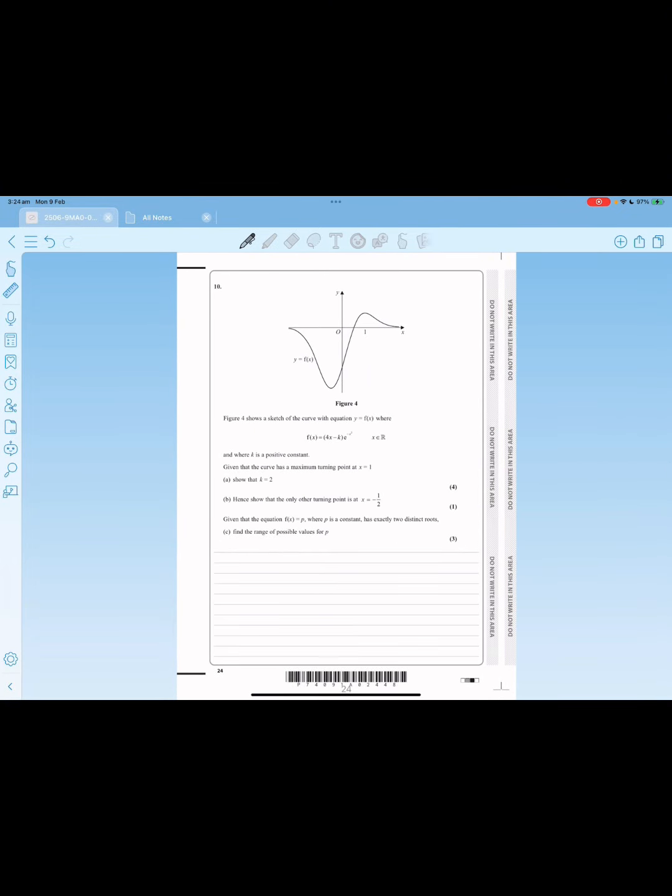Okay, let's get on to part C now for this question. It says, given that the equation f of x equals p, where p is a constant, has exactly 2 distinct roots, find the range of possible values for p.